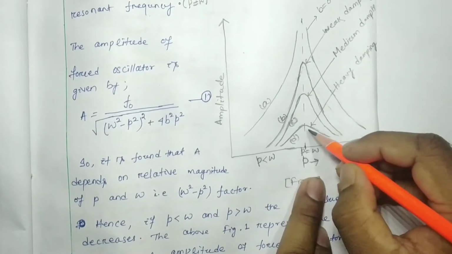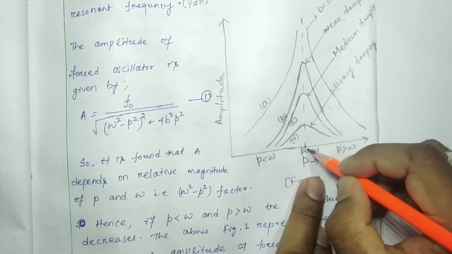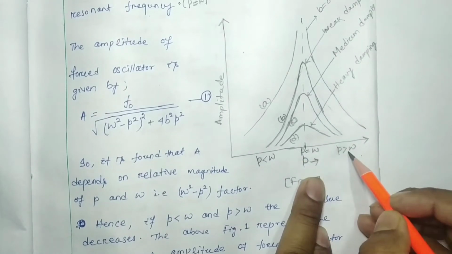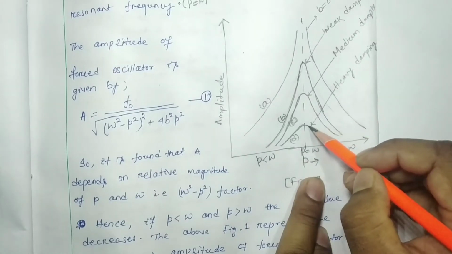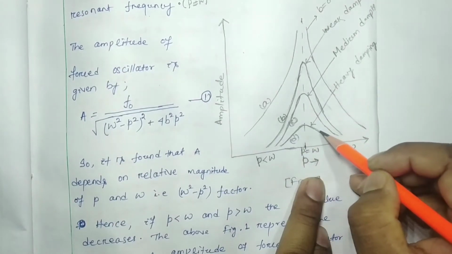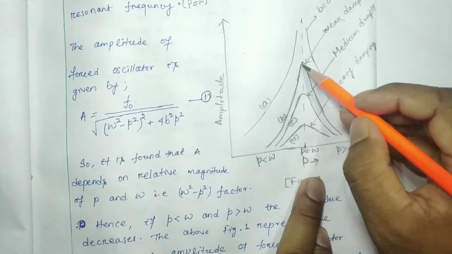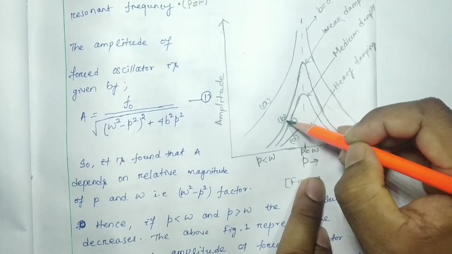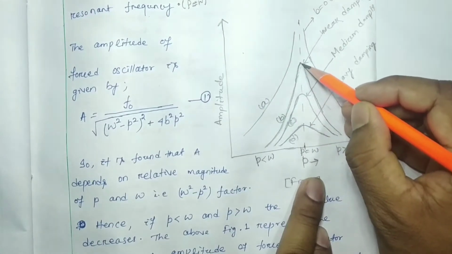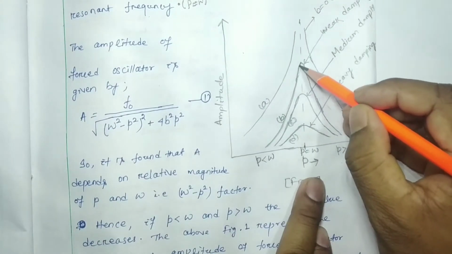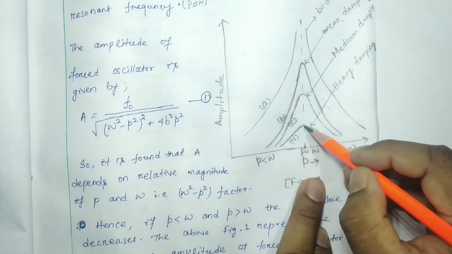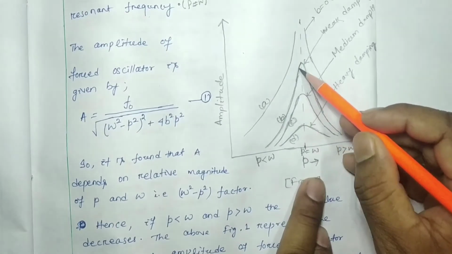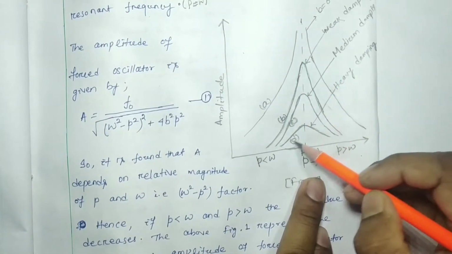But on either side of this resonant frequency, we have to consider this side and this side, which is nothing but P greater than omega and P less than omega. We can find here the rate of decrease of amplitude is less, but here the rate of decrease of amplitude is large, so this curve looks sharper than this curve. This curve looks flattened as compared with this one. So this will be sharper than this one.